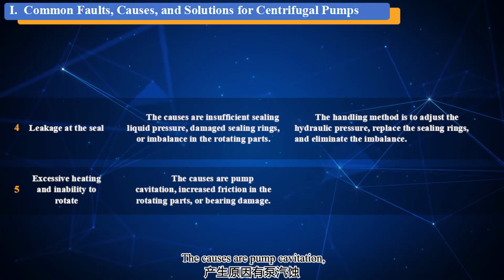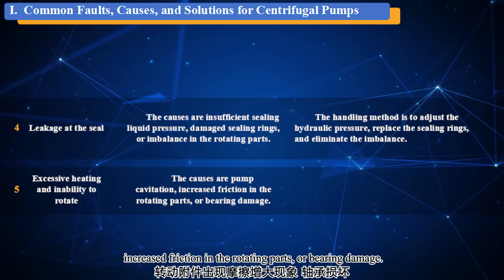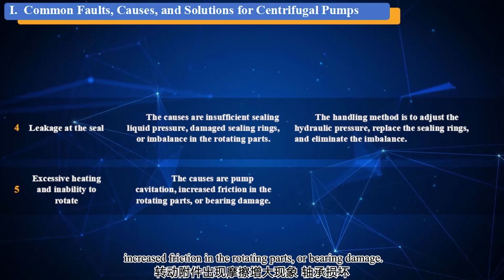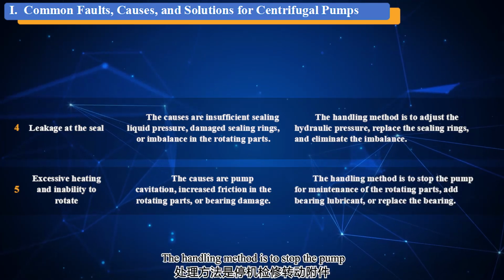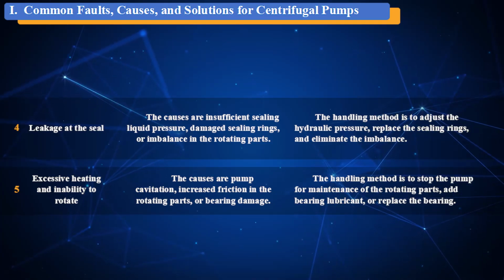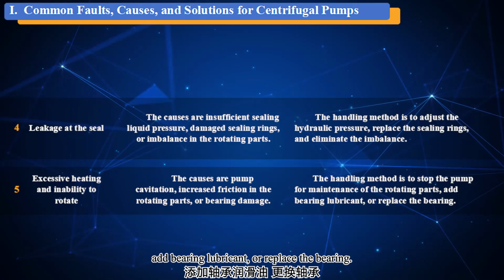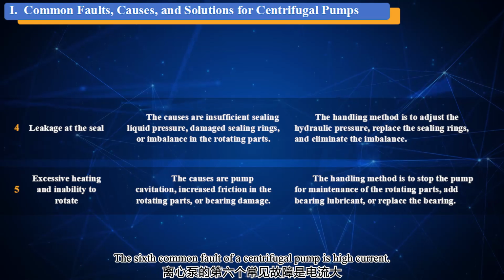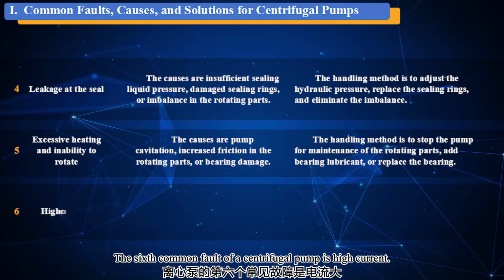The causes are pump cavitation, increased friction in the rotating parts, or bearing damage. The handling method is to stop the pump for maintenance of the rotating part, add bearing lubricant, or replace the bearing. The sixth common fault of a centrifugal pump is high current.